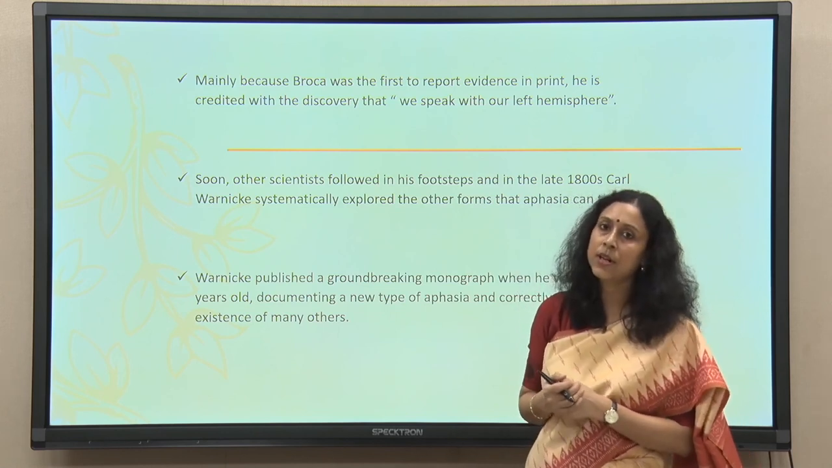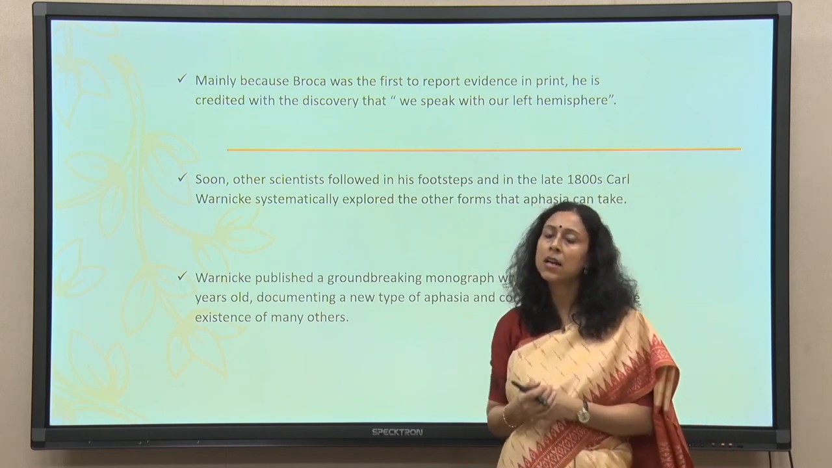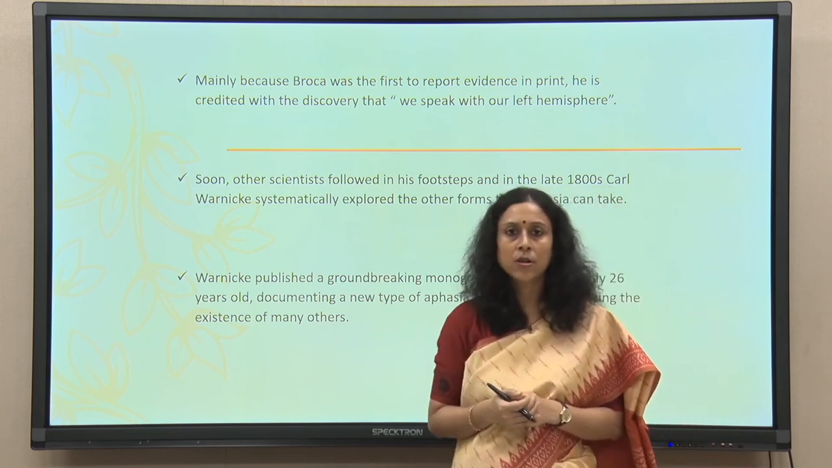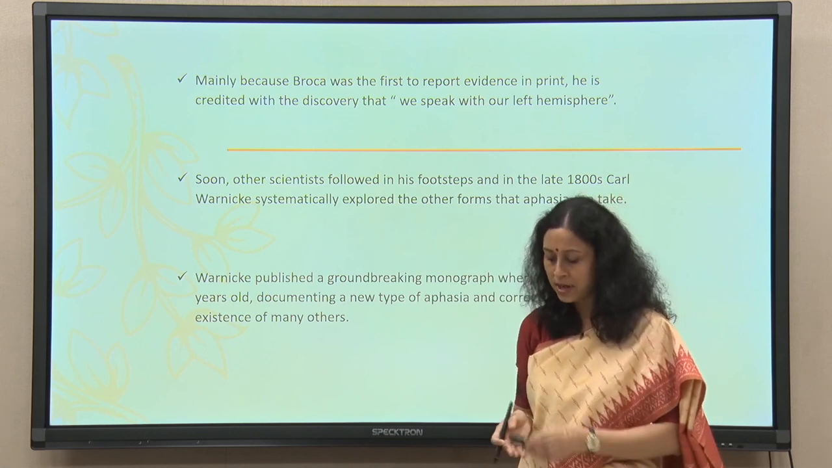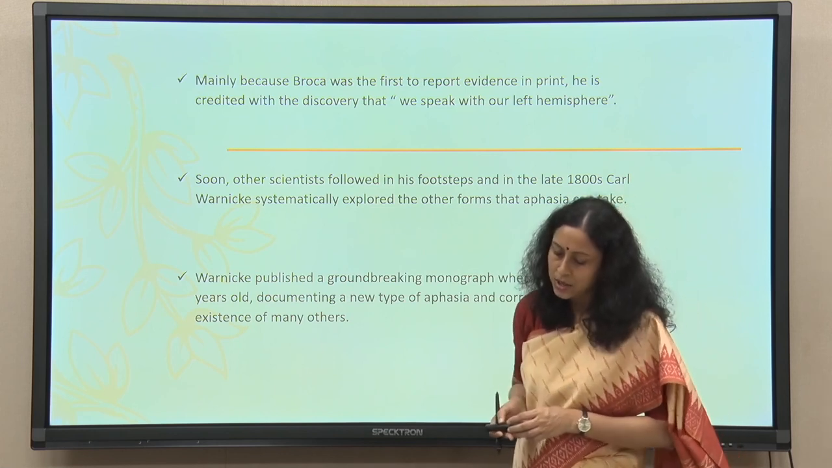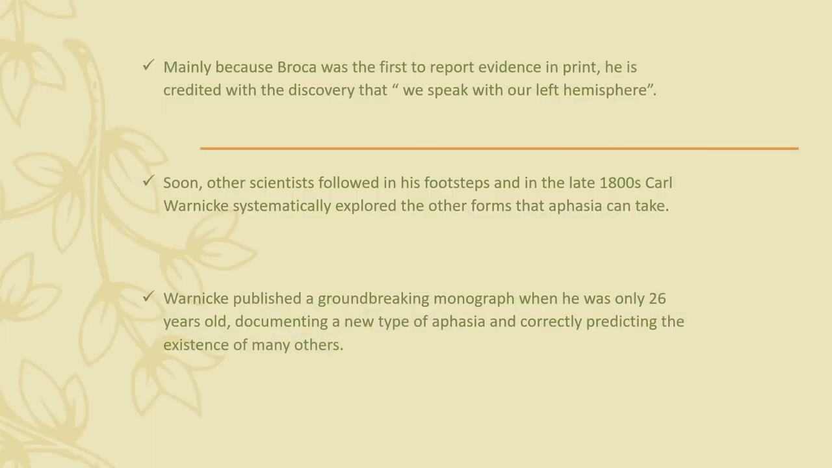So, this is how he correlated them: because of a lesion in this particular area, this person had a speech difficulty and could not utter words. Because of his contribution we know this as Broca's aphasia, even though he was not the first person to find this out. Soon other scientists followed in his footsteps, and in the late 1800s, Carl Wernicke systematically explored other forms of aphasia as well. Broca opened the floodgate of studies in aphasia.